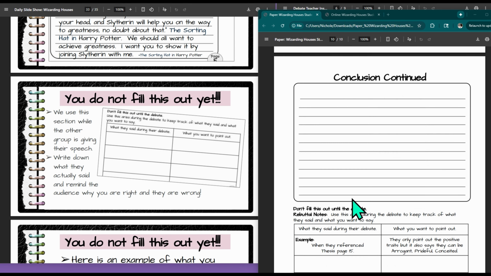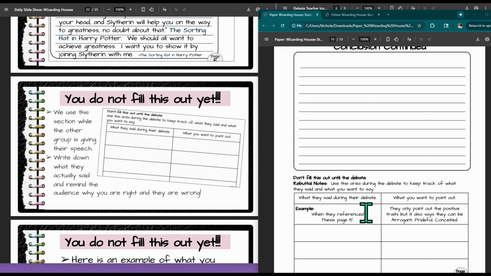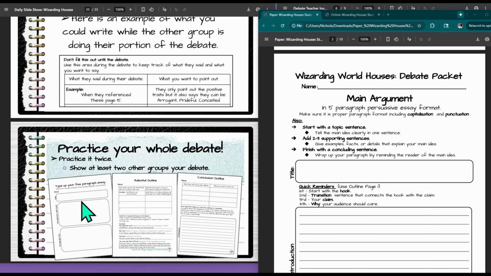This section right here at the end of the conclusion part, I said do not fill it in yet. So we use this section while the other group is giving their speech to write down what they said to remind us of what they said during the speech. So there's just a few boxes down here to have them write in, and I give them an example of that also. Right here at the bottom, it is time for them to practice.